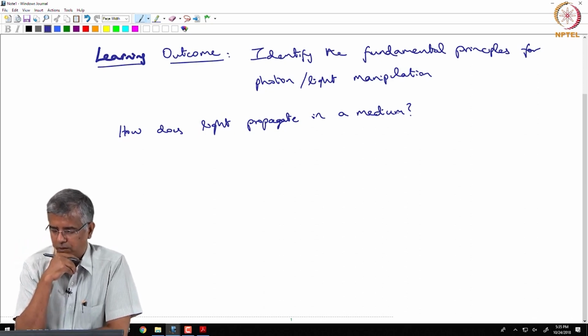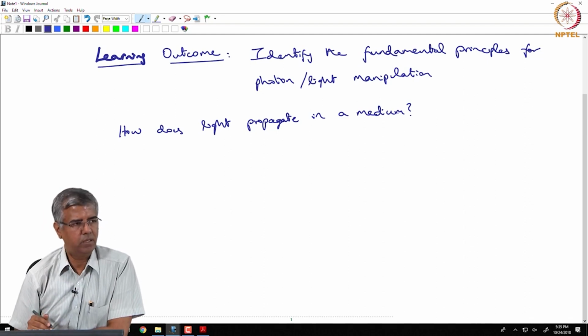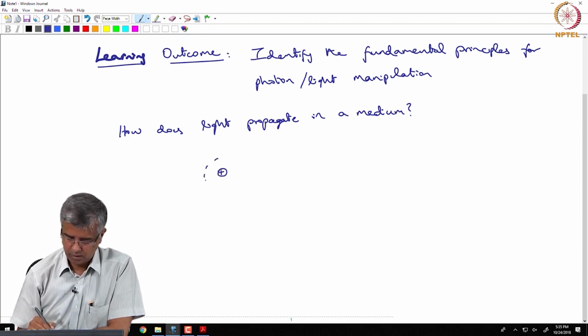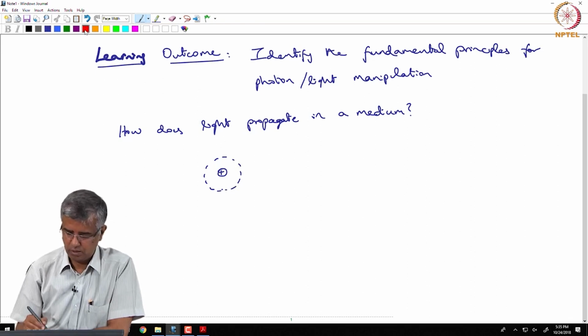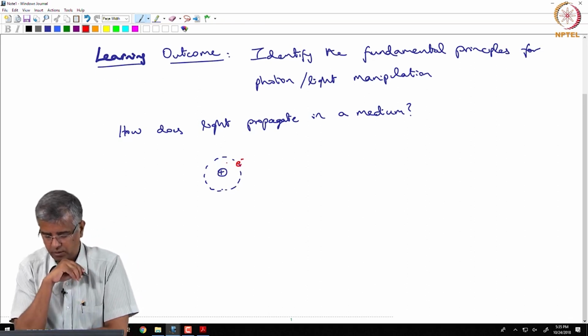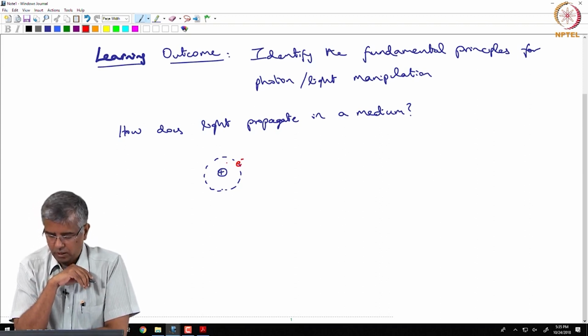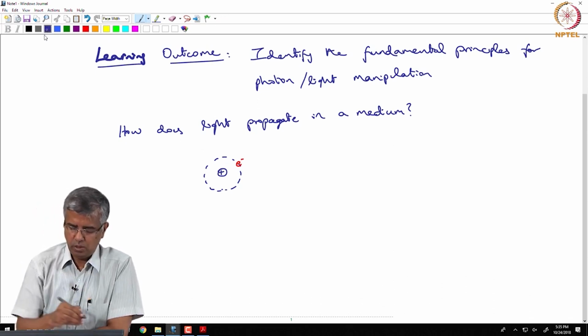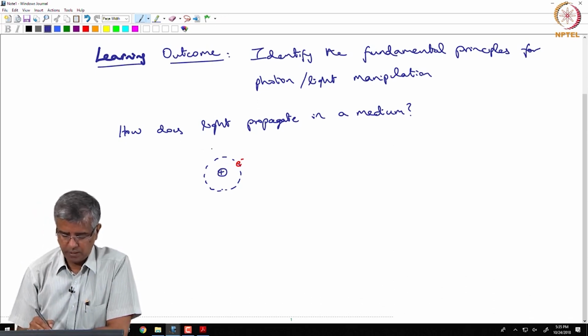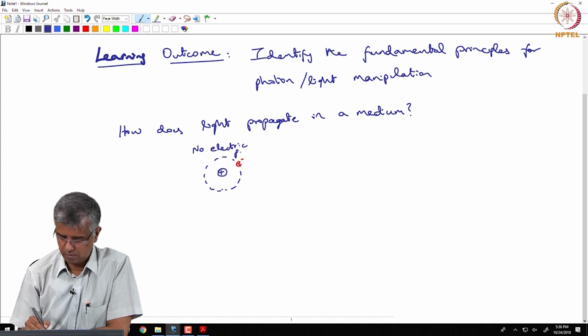To answer that, we will have to actually look at a microscopic picture. Let us just look at the picture of an atom, right. So you have basically a positively charged nucleus, and then you have these electrons that are orbiting around it. This is when there is no external field, no electric field.